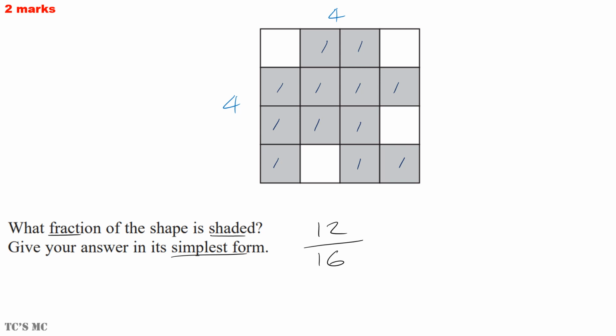We need to simplify this fraction. We need a common factor of 12 and 16. The highest common factor is 4. That means we can divide the numerator and the denominator by 4. We now have 3 over 4. And that is our final answer. We now have 2 marks.